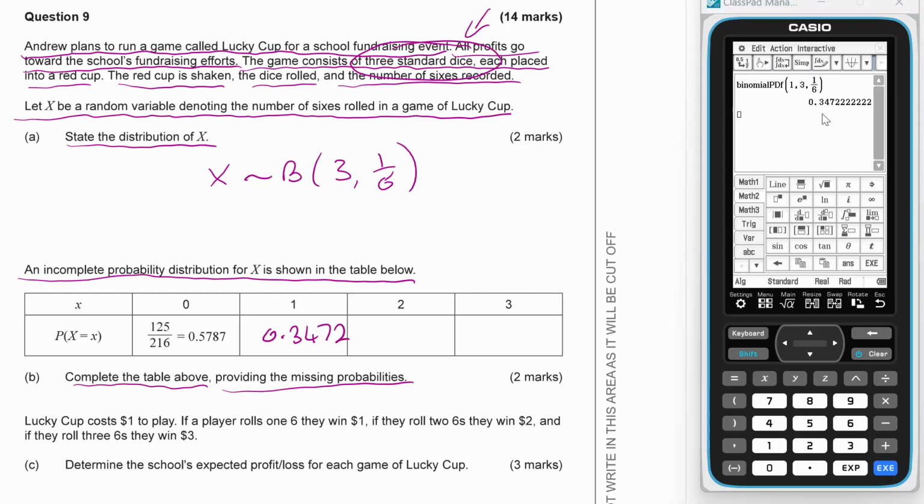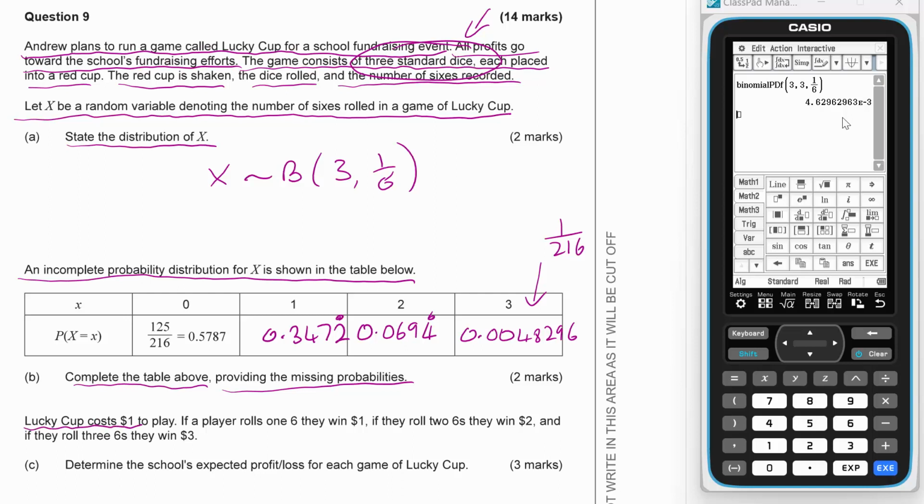It doesn't ask for it as fractions, and it's 0.3472 recurring. And then we want the probability of getting 2 of them, 0.0694 recurring, with just the 4 recurring. And finally, getting 3 out of 3. And that is going to be 0.00482996. And that one actually wouldn't be difficult to know, that was just 1/6 times 1/6 times 1/6, which is 1/216.